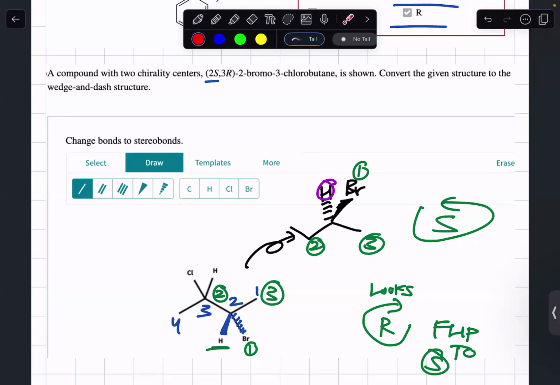But the way that you drew the backbone like this, and where you put the bromine, this bromine has to be a dash. Does that make sense? Yeah.